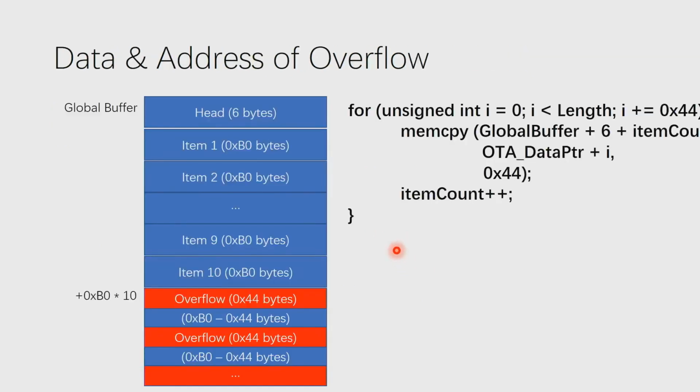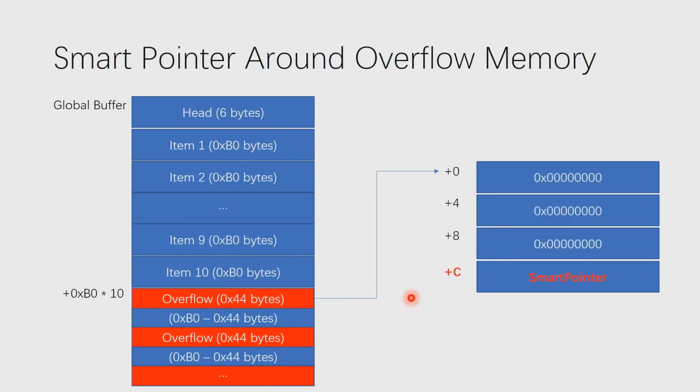From the vulnerability code, we know that each loop copies 0x44 bytes. When we trigger the overflow, we can overwrite the content after this point, the global buffer plus 0xB0, and the overflow will go into all this data segment. Because there's no ASLR, the address of the overflow data is fixed, so it's quite convenient for us to do the exploitation.